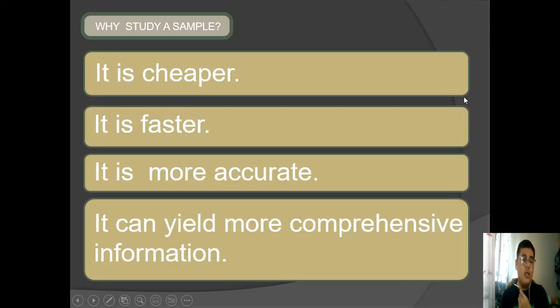Okay? So why do we need to study a sample? So bakit hindi nilang buong population? So definitely, kung kukuha tayo ng sample, it is more cheaper, it is faster, and it is more accurate because it is computed and meron yung mga formula, and it can yield more comprehensive information. Anyway, sa quantitative naman, meron namang ina-allow na error or margin of error.